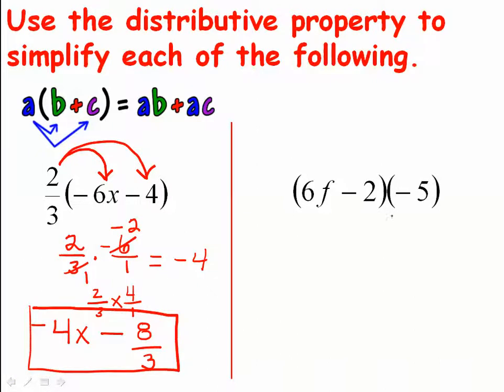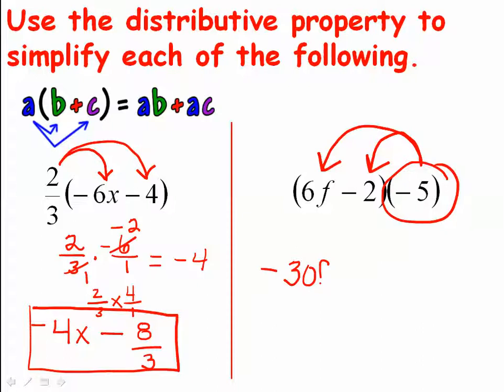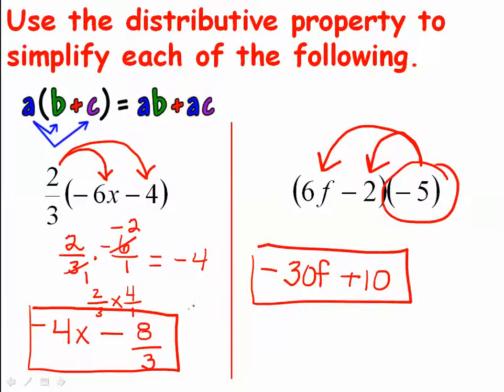Notice in distributive property, the number that is being distributed does not have to be in front of the problem. It can also be behind the problem. In this case, you will first multiply negative 5 with 6f minus 2, and you will multiply negative 5 with negative 2. So negative 5 times positive 6f is negative 30f. Then we take negative 5 and multiply it by negative 2, which is positive 10. And my final answer is negative 30f plus 10.